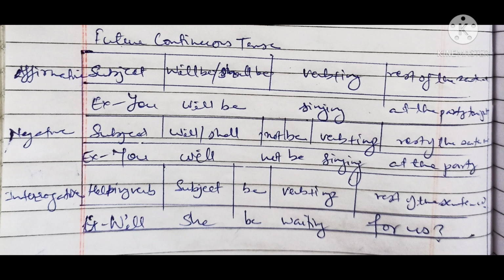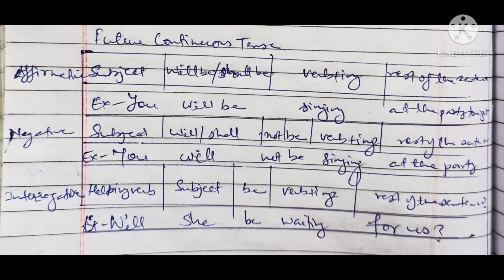For negative, subject first, then will, shall, then we will insert not, then be, then verb plus ing, then rest of the sentence. For example, you will not be singing at the party, or father will not be cooking lunch for us.